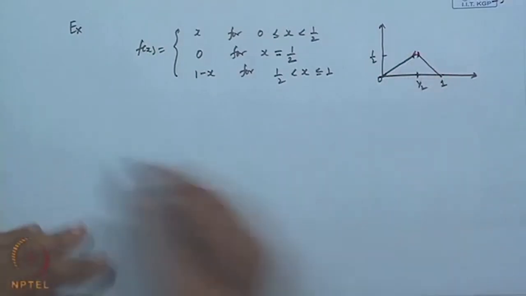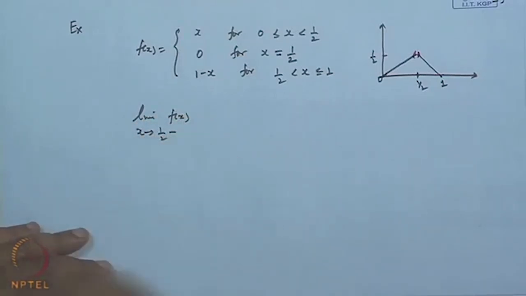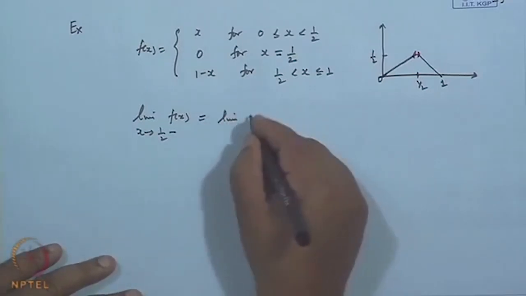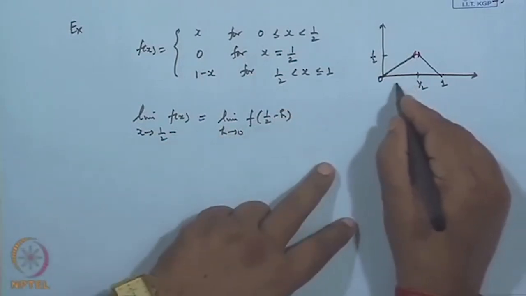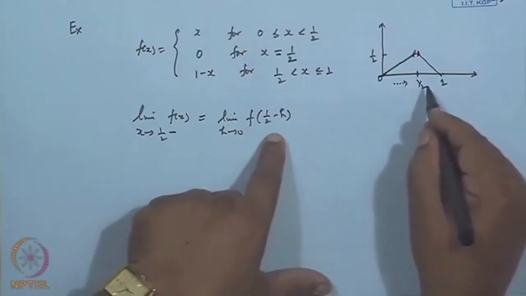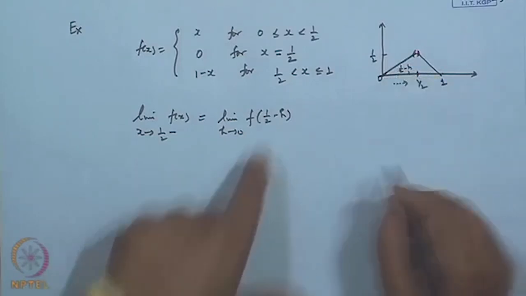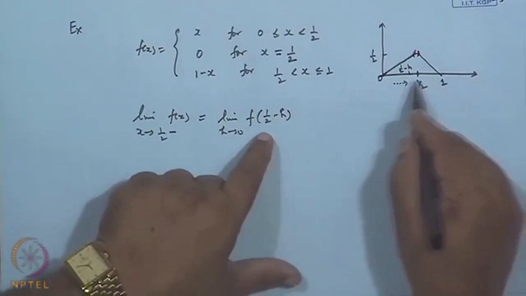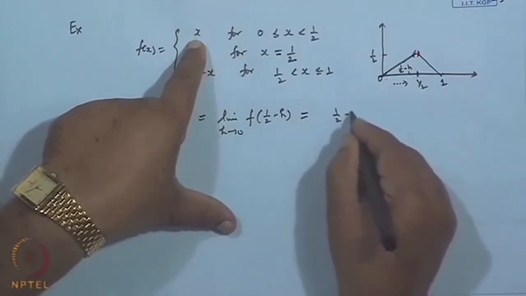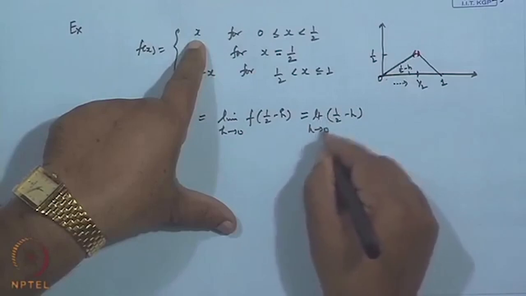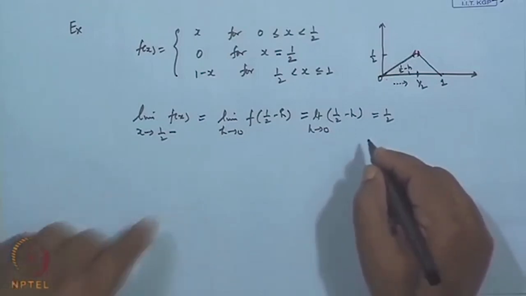Okay, so here if we look, the limit of this function f(x) when x approaches 1/2 from the left is the same as the limit of f(1/2 − h), h tends to 0. From the left hand side you are approaching, so take the point x as 1/2 − h. Now when the point is lying between 0 and 1/2, the function is defined as x. So this is equal to 1/2 − h, and the limit as h tends to 0 comes out to be 1/2. So from the left hand side, the value of this limit is 1/2.